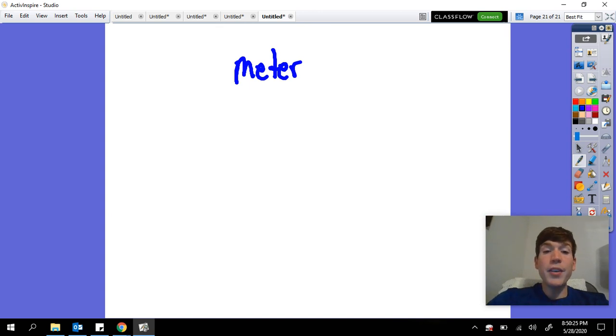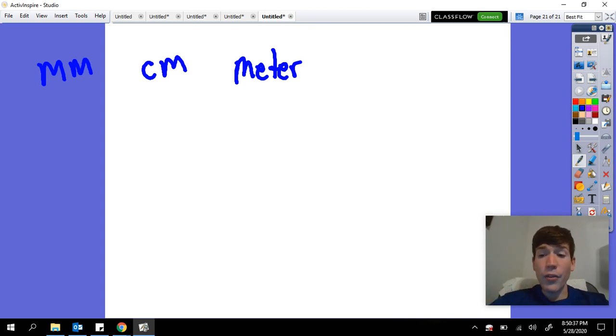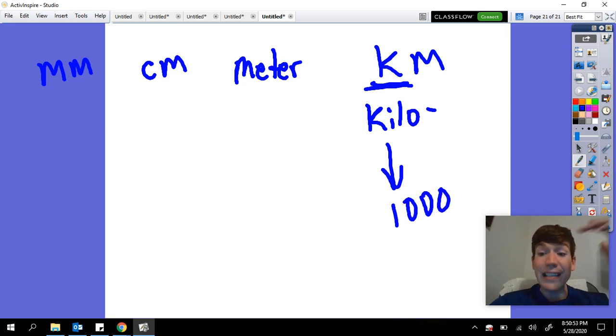Now, we have two units that we're going to talk about that are smaller than a meter. The first unit is called a centimeter, and the second unit, which is smaller, is called a millimeter. The unit that we're going to talk about that is bigger than a meter is a kilometer. We've already talked about the fact that this prefix kilo literally means 1,000. So if you see kilometer, that literally means 1,000 meters.